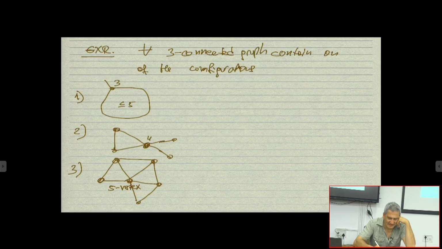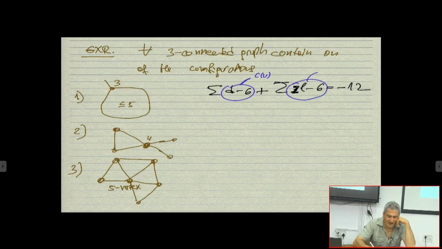Should we take this? d minus 6 plus 3L minus 6, 2L minus 6, equal to minus 12. So the total charge will be, every vertex has this initial charge, and every face will have initial charge.